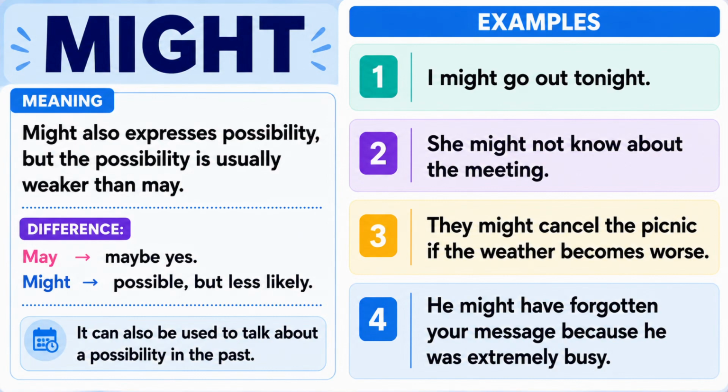Example 1. I might go out tonight. Example 2. She might not know about the meeting. Example 3. They might cancel the picnic if the weather becomes worse. Example 4. He might have forgotten your message because he was extremely busy.